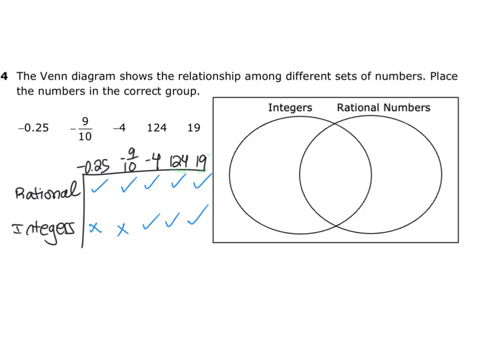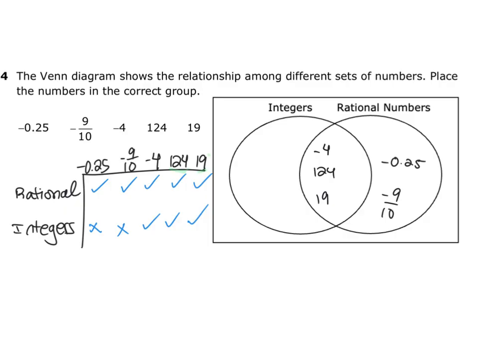All right, so we know where these belong in this diagram. We know that negative 25 hundredths is going to be only rational. And negative 9/10 is going to be only rational. They won't also go in the integer area. Negative 4 is belonging to both. 124 belongs to both, and 19 belongs to both.